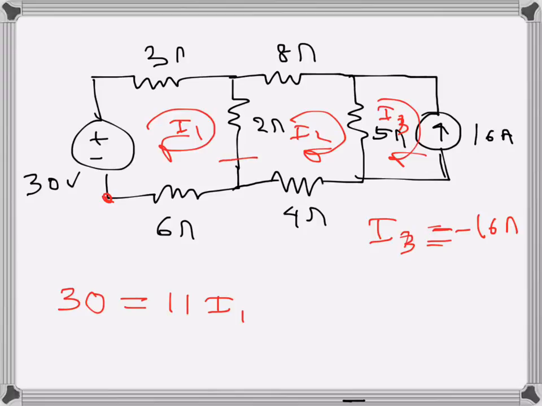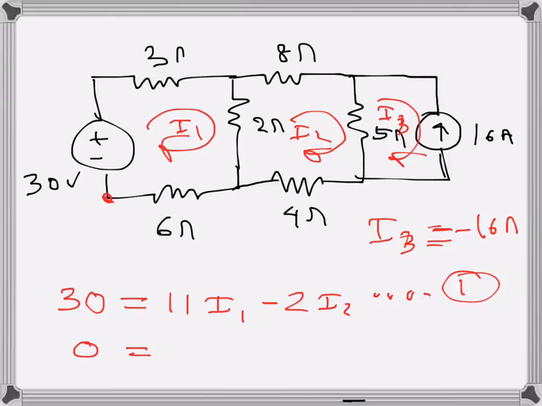Then the common resistance between loop 1 and loop 2 is 2, so I can write minus 2 I2. And that's it, there is no more resistance. So this is one equation here. Let's call it equation 1. And then for the second one, there is no source here, so that's 0 here.